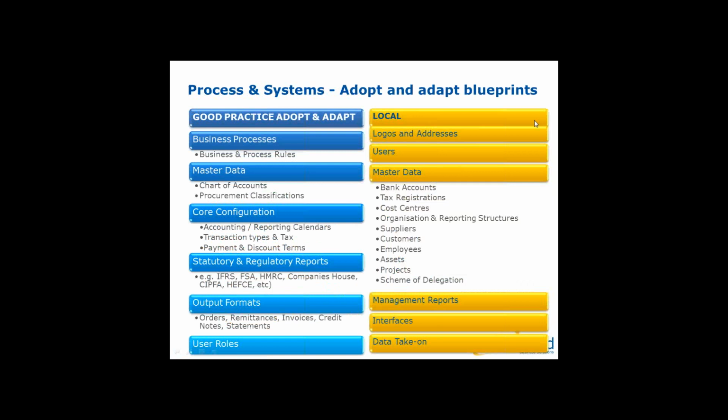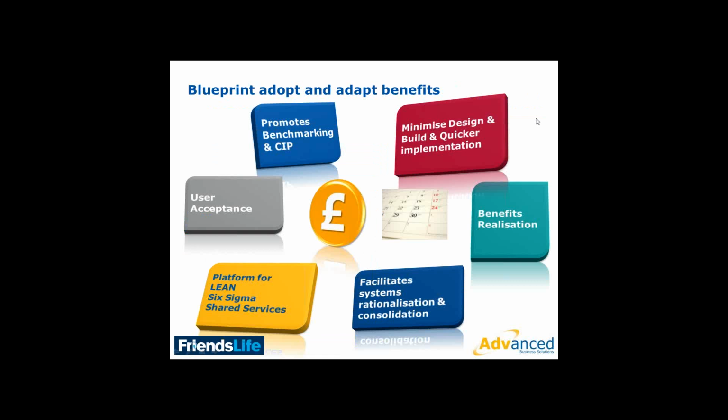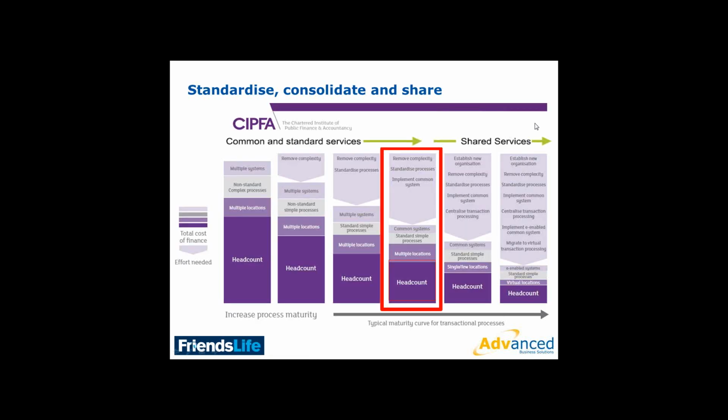So finance and procurement are generally believed to be complex, especially in Tier 1 and Tier 2 organisations, but advanced know-how includes sector-specific, process-specific templates that make it easy to adopt generally accepted good practice and focus on providing local best practice. The benefits of the adopt and adapt blueprints are inherent in the specific objectives of the individual process or technology change, so minimising design and build, better user acceptance, faster benefits realisation, lower costs, better timescales. But they also provide a cornerstone for more strategic changes that the Chartered Institute of Public Finance Accounting has very well summarised for us in terms of the standardise, consolidate and shared journey.